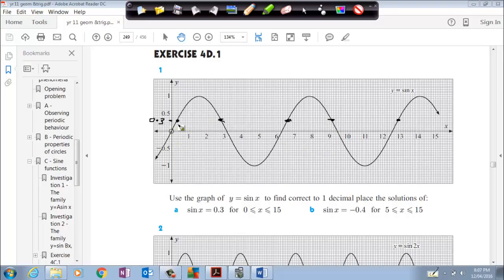Now, we can read off the x-axis what these values are, but we're not going to get an accurate answer. It'd be better if we went to the graphics calculator to try and get these corresponding x values. So we'll do that now.